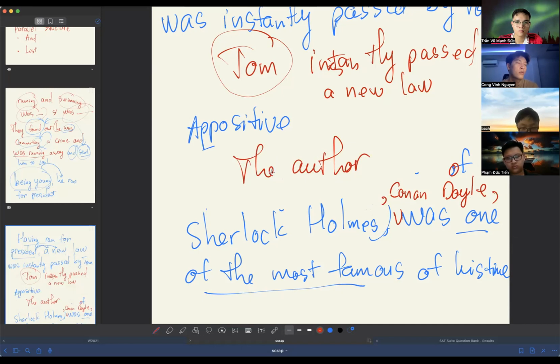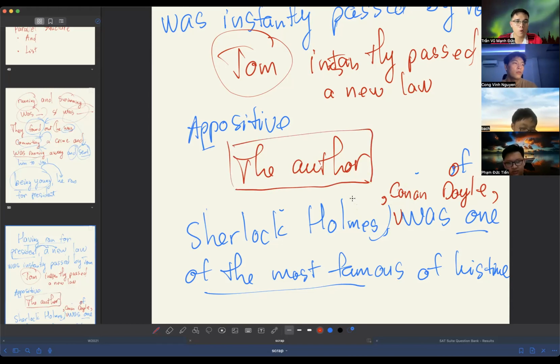True. Why is it? It gives the information so we can know who the author of Sherlock Holmes is. So if I use a comma here, I can basically remove the information in between the commas, right? But in this case, with the word "the author," how many authors are there? One. One, exactly. There's only one person.